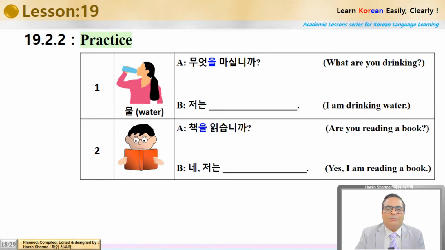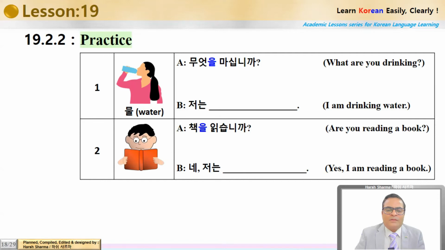무엇을 마십니까? 저는. You can see the word is given below the picture. See the pachim, add ul or rul, and then complete this conversation. What will be the answer of mashimnika? You know, we have completed. 마십니다. Yes.